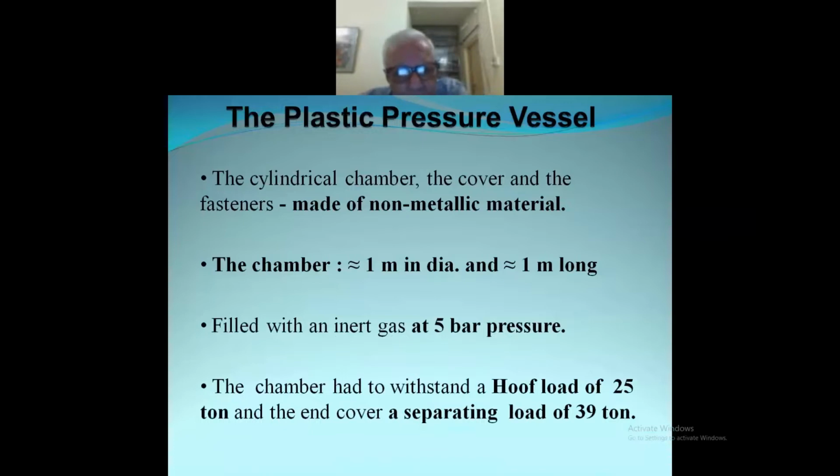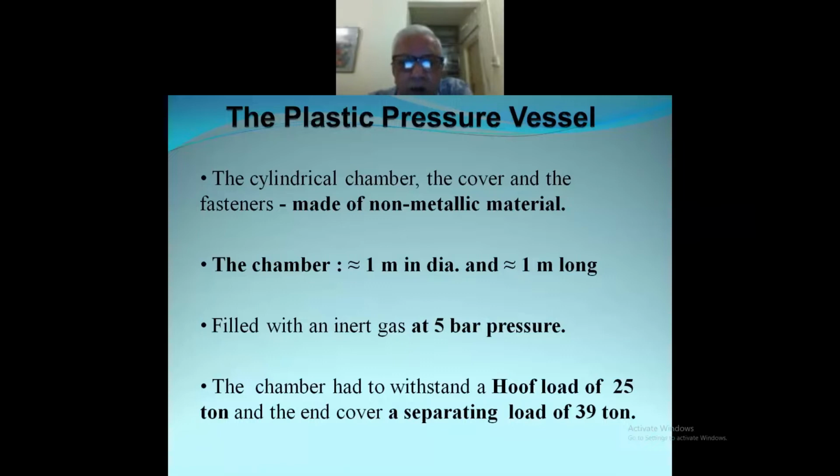This chamber has to work during operating conditions. It will be filled up with inert gas at 5 bar pressure. The moment you do that, one can calculate that the chamber has to withstand a hoop load of 25 tons on each side of the body, and a separating load of 39 tons for the cover. One can very well do this calculation on the back of an envelope. Now that means it is not just a container, it is a pressure vessel.